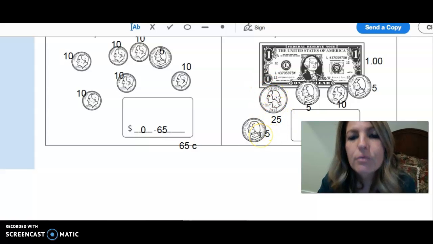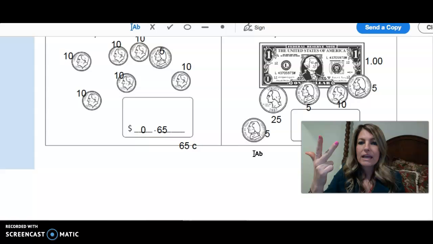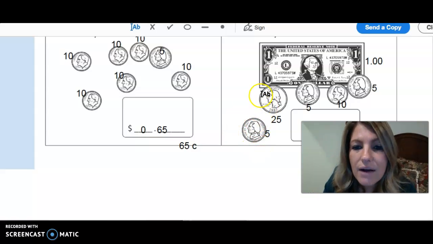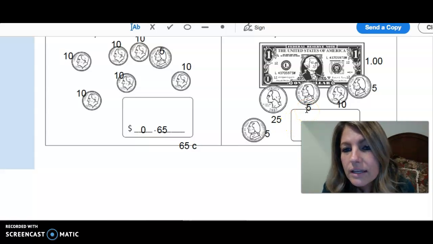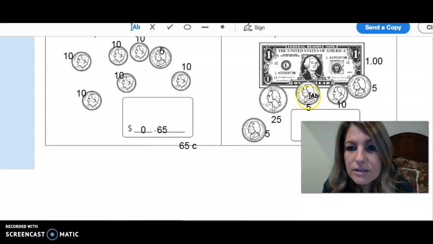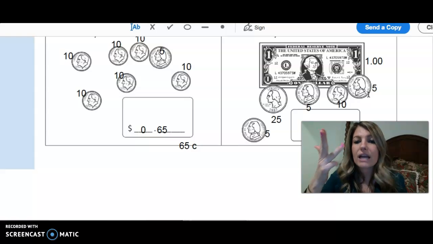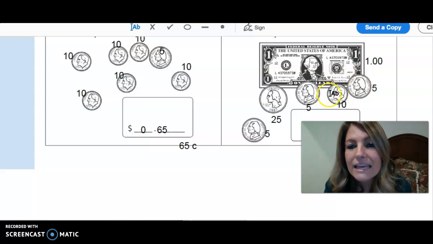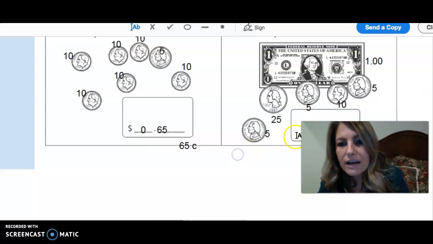If I add 5 more, 25, 26, 27, 28, 29, 30. Okay, so now I'm up to 30 with these two coins. 30 plus 5 more is 35. So now I'm up to 35. If I add this 5 into the mix, 35 plus 5 more, 35, 36, 37, 38, 39, 40. Now I'm up to 40 cents, and I can't forget this dime right here. 40 cents plus 10 equals 50 cents.